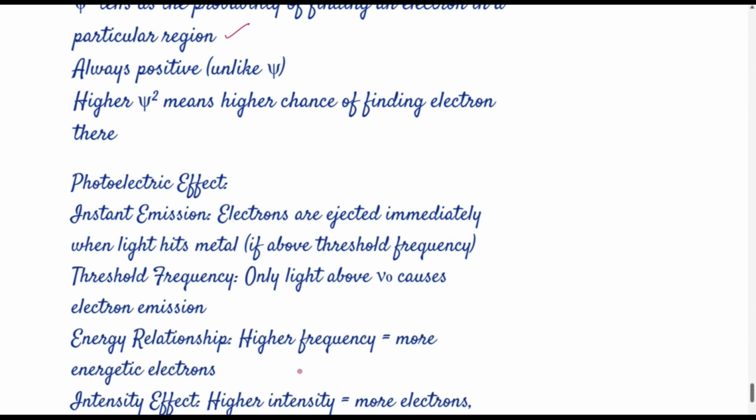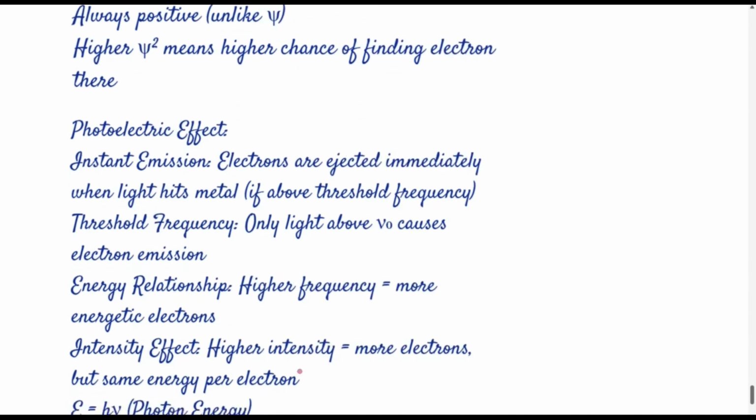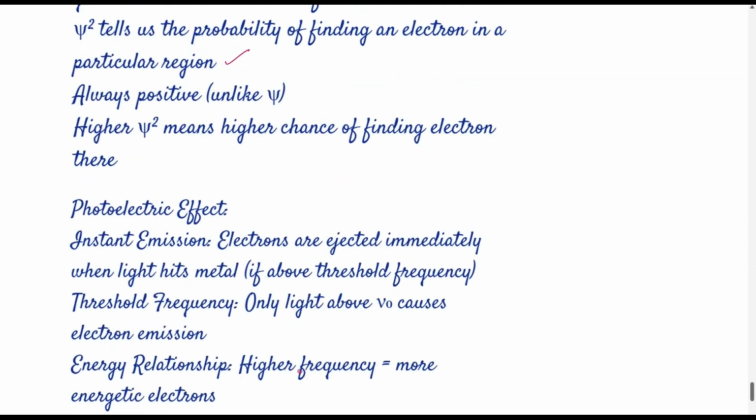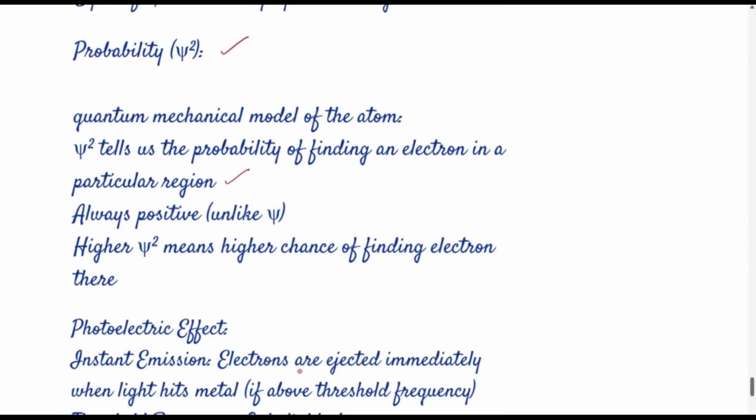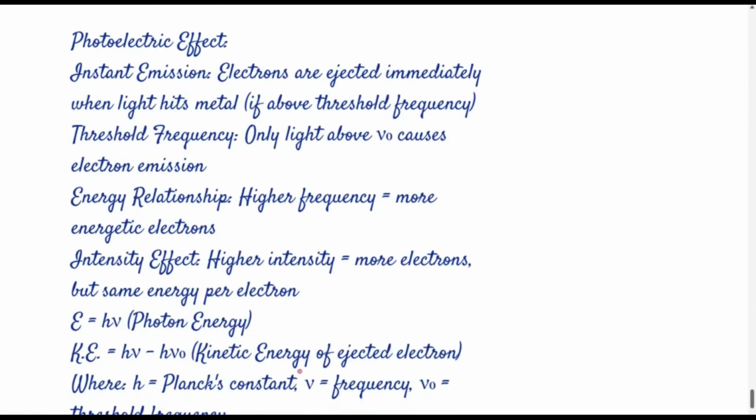The higher the psi square value, the higher the chances, because the probability increases, right? So the chance of finding an electron there is higher. These three are the important points about the Schrodinger wave equation. And the last part of this chapter is the photoelectric effect.